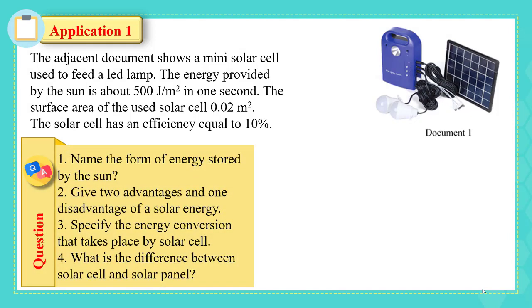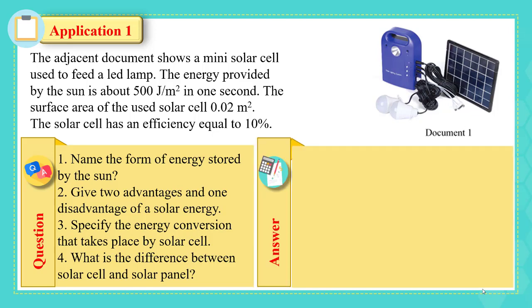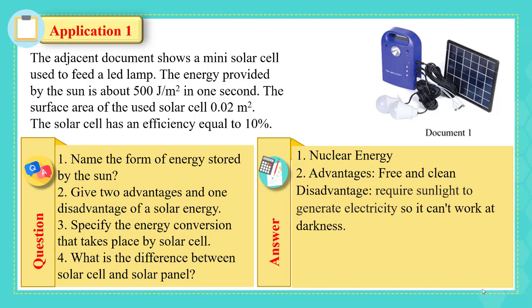In the first question, we have to name the form of energy stored by the sun. The name of this energy is nuclear energy. The second question asks us to give two advantages and one disadvantage of a solar cell. The two advantages of solar cell are free and clean, while the disadvantage is it requires sunlight to generate electricity, so it cannot work in darkness. But there is deep research in the laboratories to improve this problem.